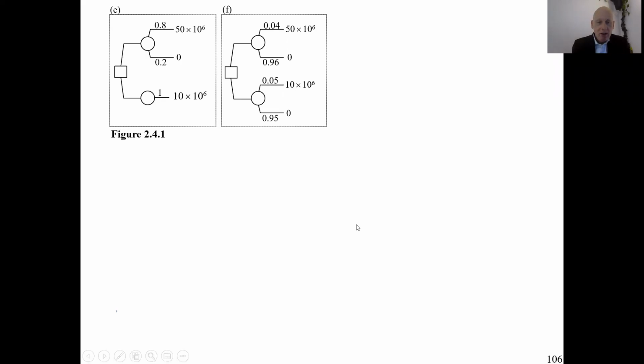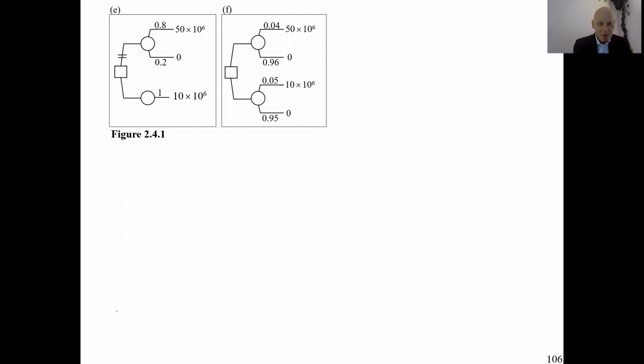We're going to continue discussing the Allais paradox, now a somewhat different version. And I put up figure 2.4.1 of the book, where the panels E and F of that figure. We've seen it before. First, I indicate the majority preference. I indicate bars, the things that are not preferred.